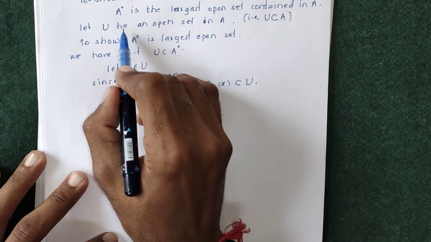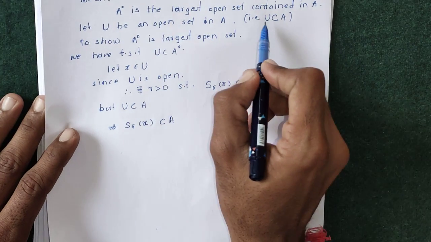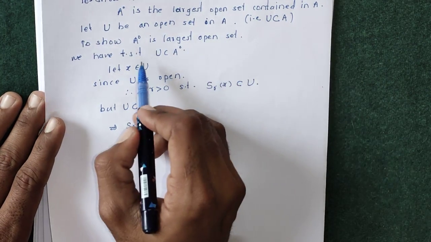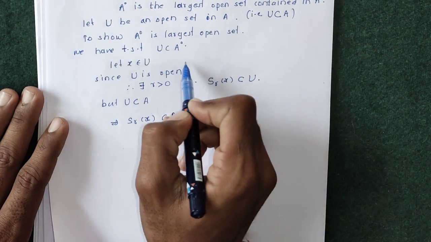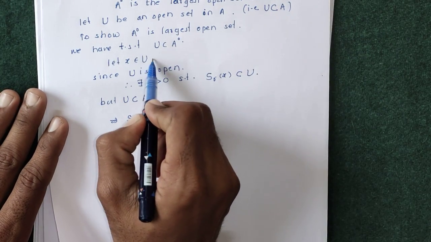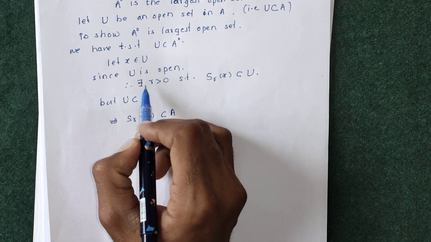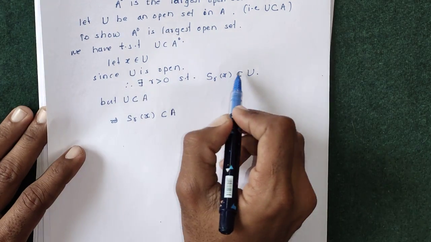Here U is an open set in A, so U is a subset of A, and we have to show that A interior is the largest open set. So to prove that U lies inside A interior, we have taken X belongs to U. So by the definition of open set, there exists some radius r greater than 0 such that S_r(X) lies inside U.